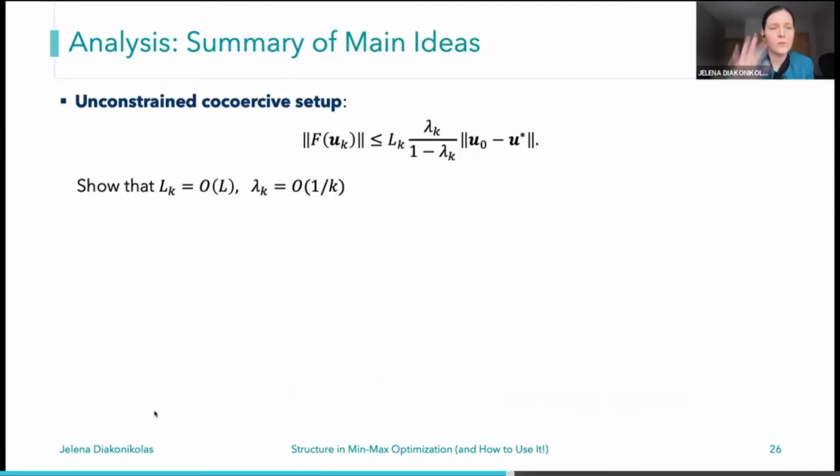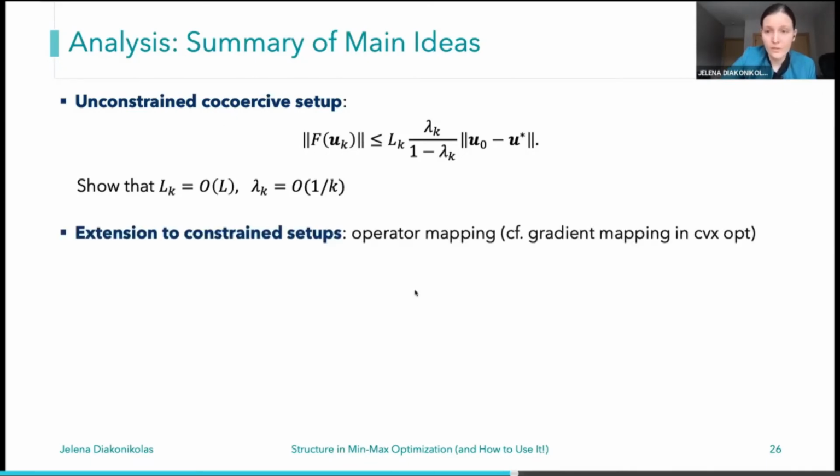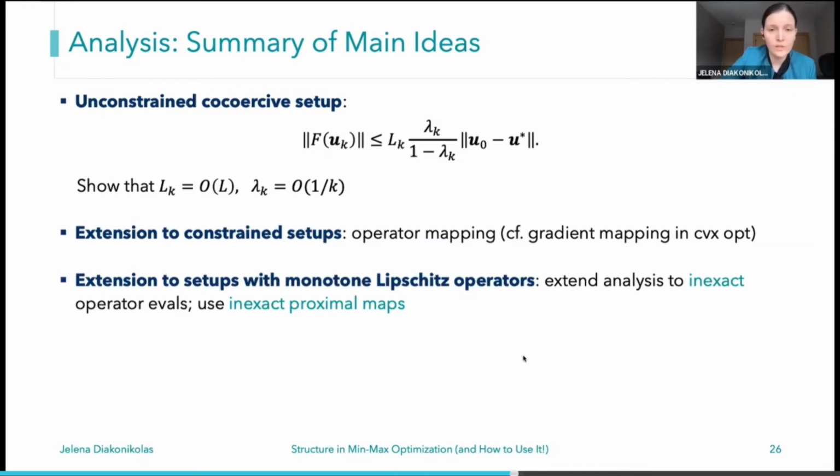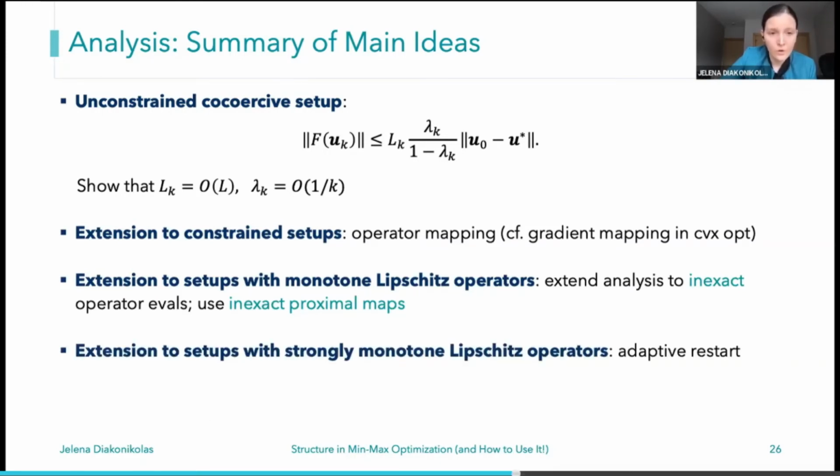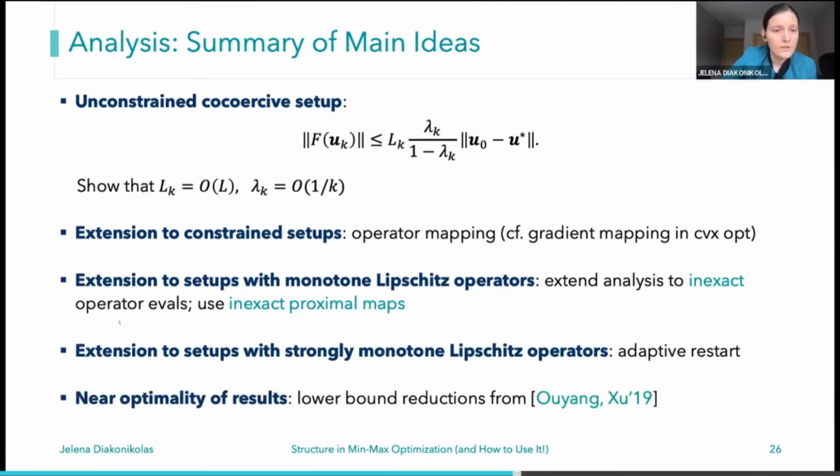Okay, so here is the summary of the main ideas. Unconstrained cocoercive setup, you use this connection between cocoercive operators and non-expansive maps. And you handle this case, and to go to constrained setups, you use operator mapping. To go to monotone Lipschitz, you use inexact operator evaluations. And for the strongly monotone Lipschitz setup, you use adaptive restart. And then to certify near optimality, you use all these different lower bound reductions.